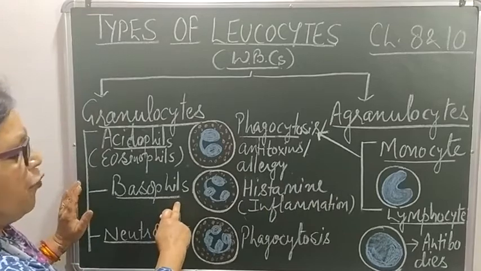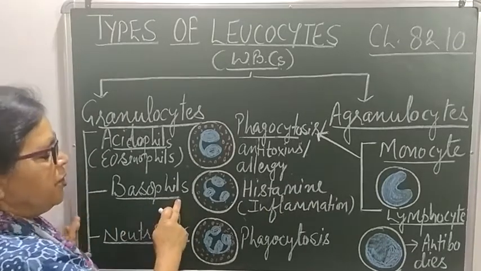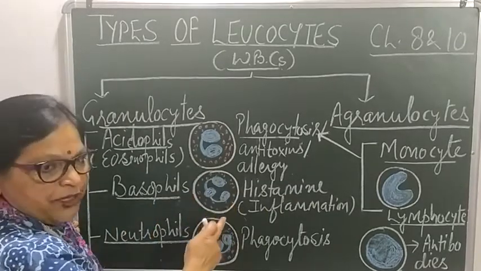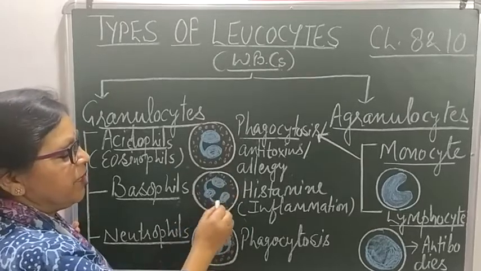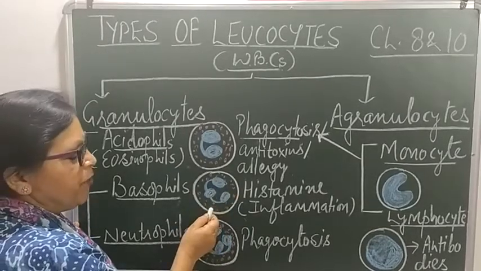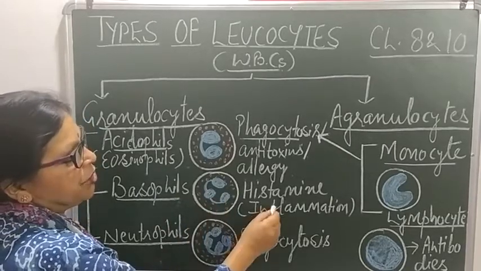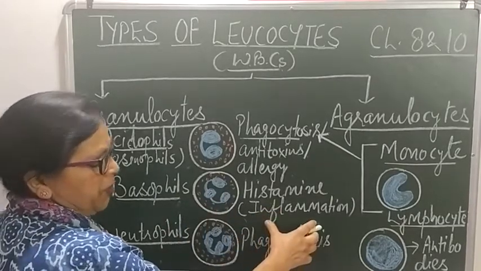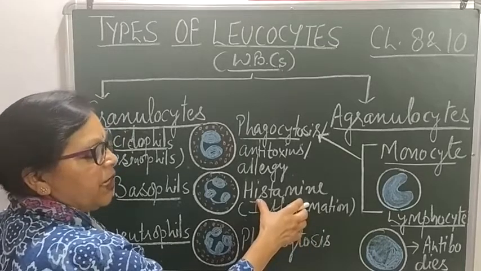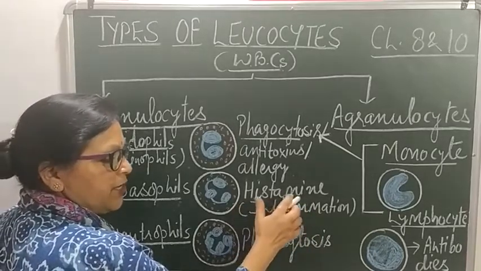Second is basophils. So far as the structure is concerned, they have a three-lobed nucleus. The cytoplasm is granular and they have a three-lobed nucleus. The function is, during inflammation, they will be secreting a chemical known as histamine.